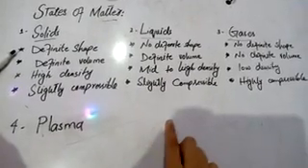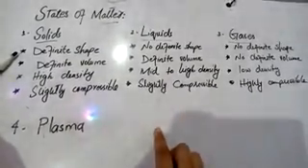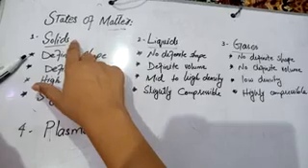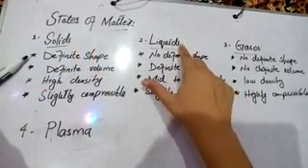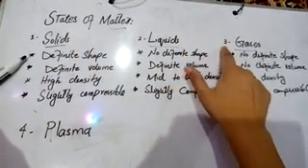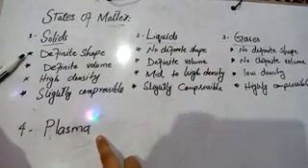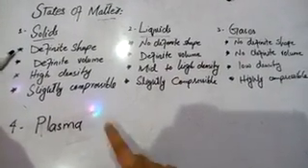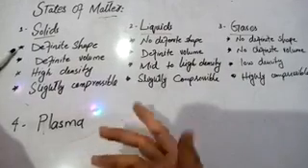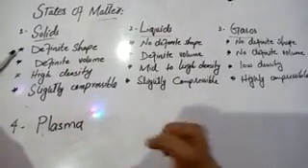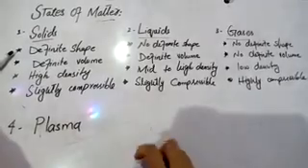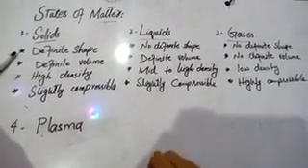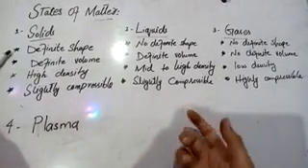We will discuss the four states of matter. The first one is solids, second one liquids, third gases, and the fourth one is plasma. Plasma is not found in a huge amount in this world, but we will discuss some characteristics of plasma too. First of all, before starting, I will define matter.